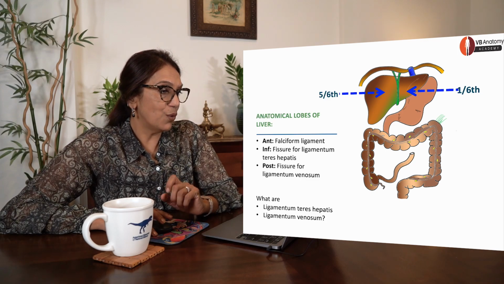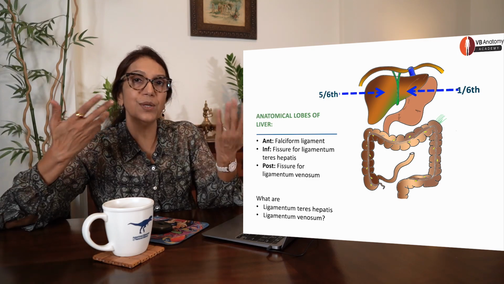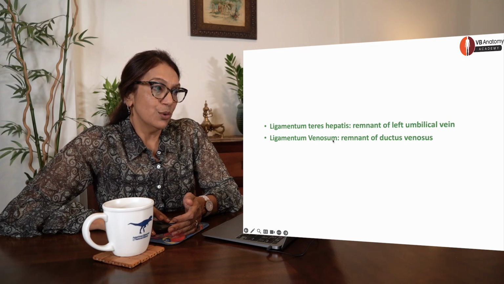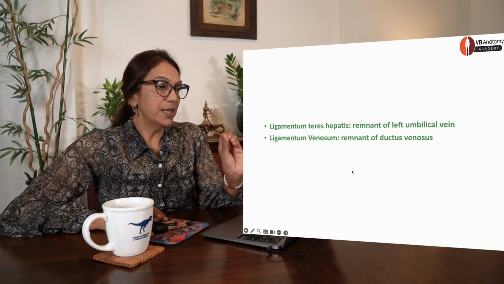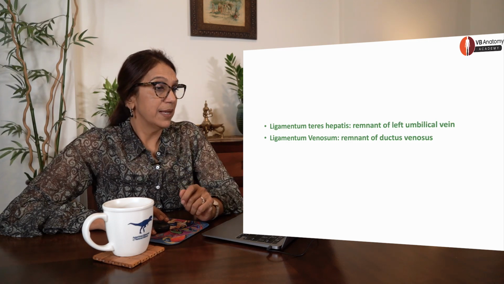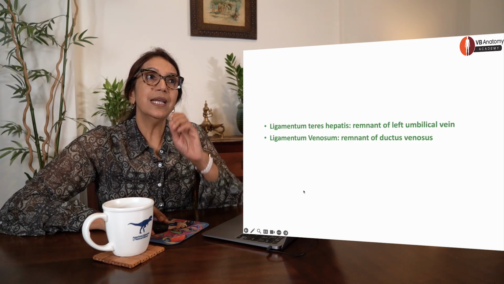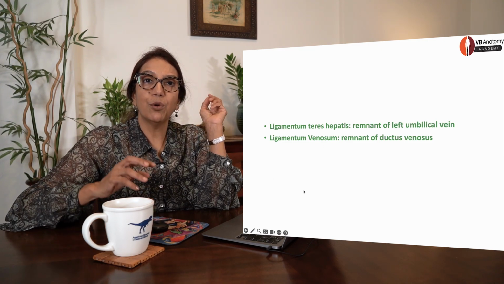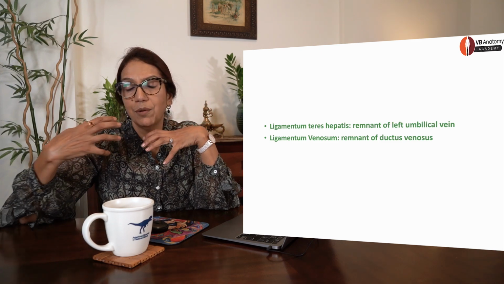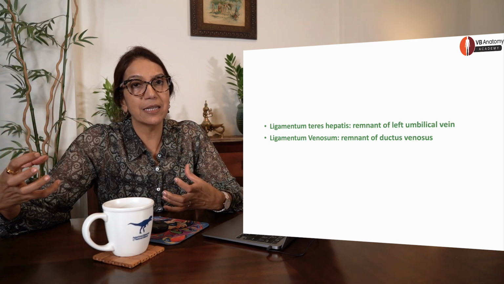Okay. So what is ligamentum teres hepatis? What is ligamentum venosum? Understand. So one last time. Ligamentum teres hepatis is a remnant of left umbilical vein. Ligamentum venosum. Again see, blood was coming from the fetus. Okay. The blood was coming from the placenta.